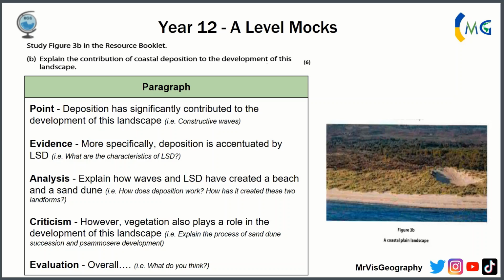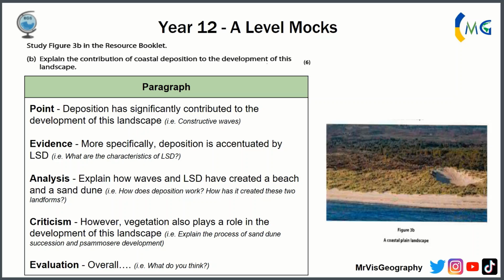2b. Question 2b was asking you to do the exact same thing, but for a depositional landform. Explain the contribution of coastal deposition to the development of this landscape. You had a picture here of a sand dune and a beach. You could see a blowout hole over there in the sand dune with lots of vegetation. So the first thing you have to talk about is deposition significantly contributed to the development of the landscape.